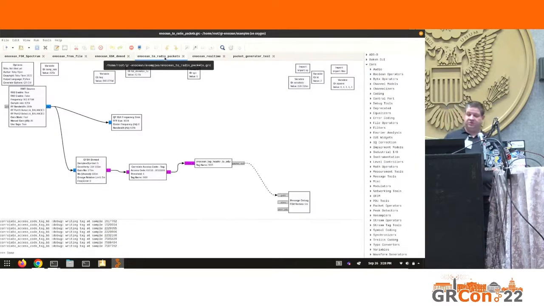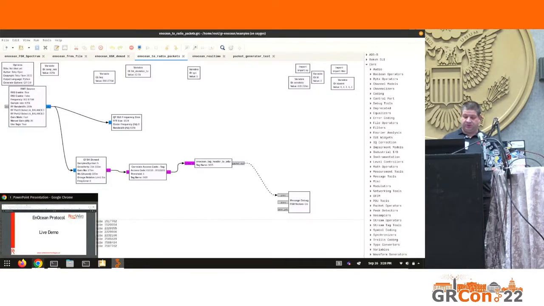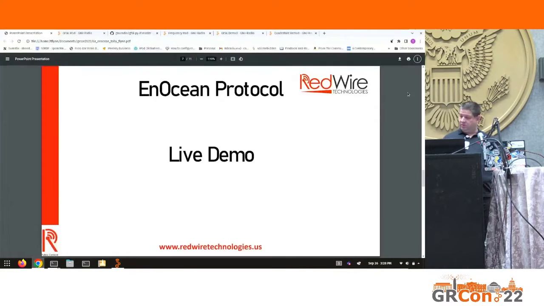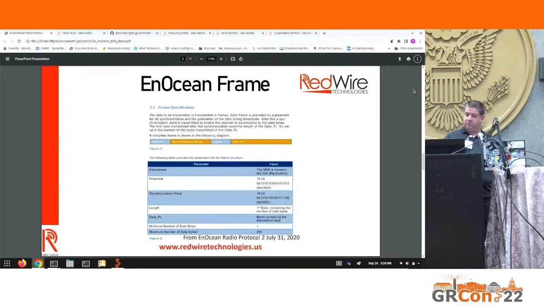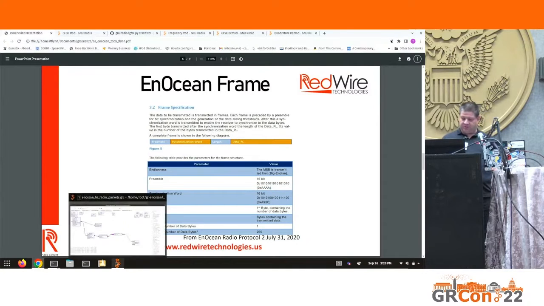So this is where the first custom block came into play. Basically, this is a tag header to PDU. The spec that we have back here in the documentation specifies that the length of the entire packet is specified here. To give you an idea of these packets, most of the ones we're seeing are only 9 bytes long, which is 0.7 milliseconds of on-air time.